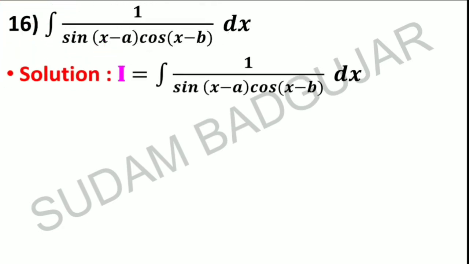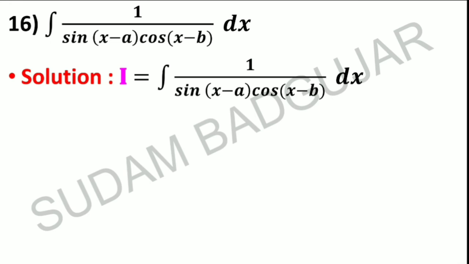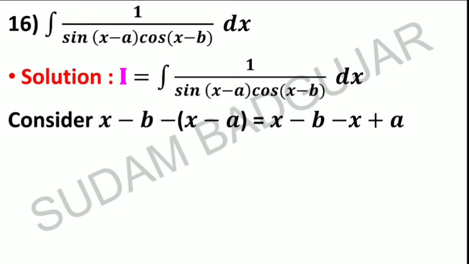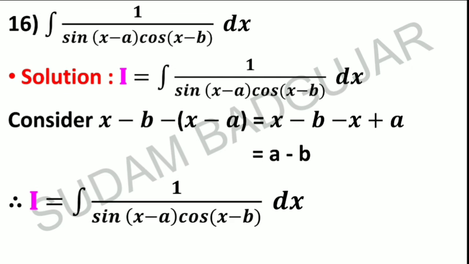Now one more last question, that is integration of 1 upon sine into cos. If it is sine into cos, then what is that? Then multiply and divide by cos of (a minus b). How to simplify this? Second angle minus first angle. Whatever may be the first and second angle, you must write second angle, x minus b, minus x minus a, and that is nothing but a minus b. Okay, so the given integration I is equal to this one. You have to multiply and divide by cos of (a minus b).